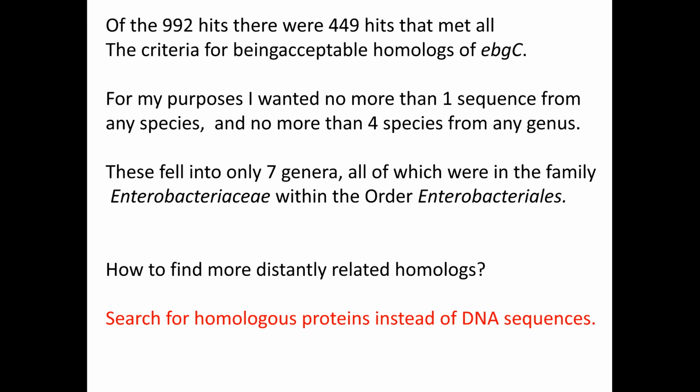992 hits. 449 of those hits met all of my criteria for being acceptable homologs of EBGC. That is, the E value was low enough, the query coverage was high enough, but I only wanted one sequence from any species and no more than 4 species from any genus. And when I got through, I had a bunch of sequences, but they fell into only 7 genera. All of those were in the family Enterobacteriaceae within the order Enterobacteriales.